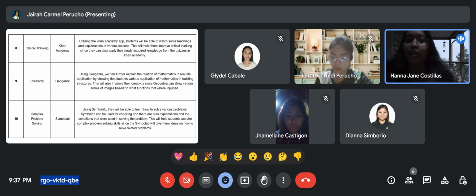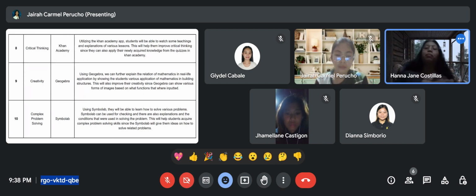For grade 9, we have the 21st century skill creativity, and we will use GeoGebra to acquire these skills. Using GeoGebra, we can further explain the relation of mathematics to real-life applications by showing the students various applications of mathematics and building structures. This will also improve their creativity since GeoGebra can show various forms of images based on what functions were inputted.